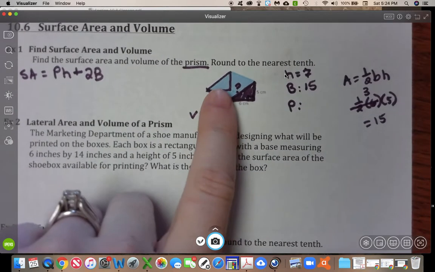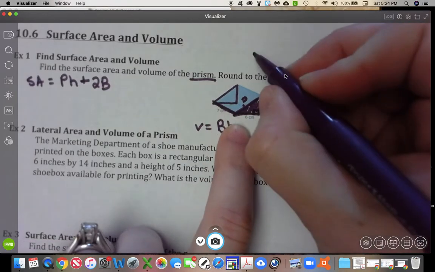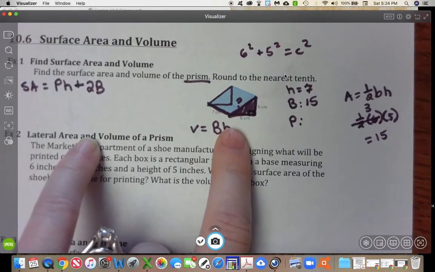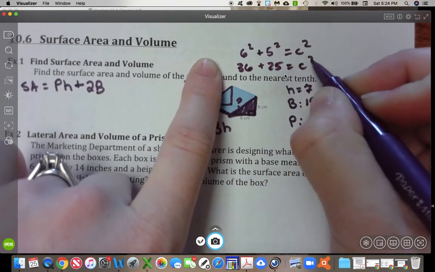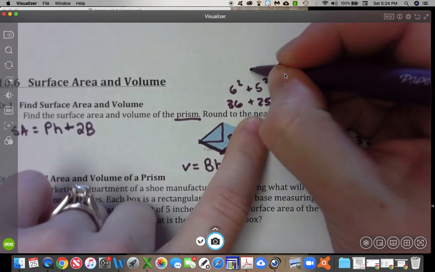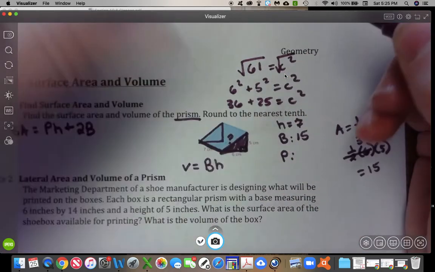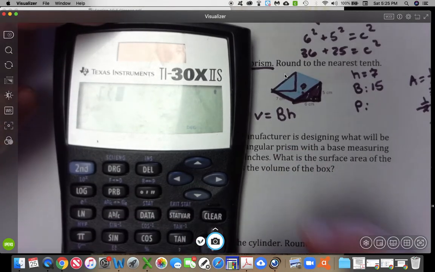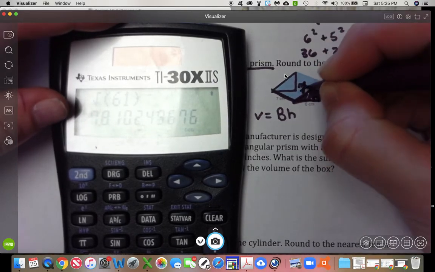Using the Pythagorean theorem, 6, 5, and this third side, which we'll call C, let's do 6 squared plus 5 squared equals C squared. Or 36 plus 25 equals C squared. If I add those two together, I can do that in my head, that's 61 equals C squared. Then I would take the square root of 61, so I'm going to have the calculator do that for me. The square root of 61 gives 7.8. So 7.8 is that third side.